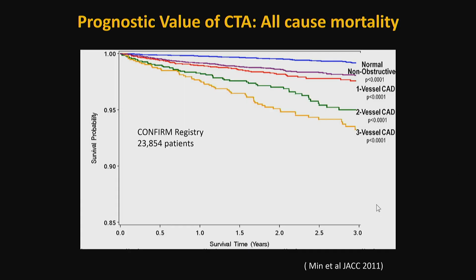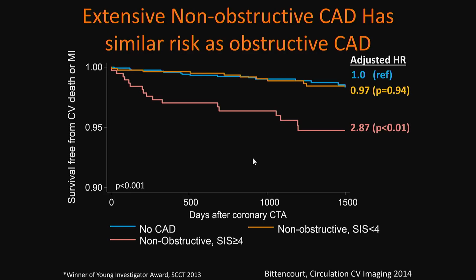Well, one of the first studies that looked at this from the CONFIRM registry looked at all-cause mortality and showed in this large study of over 23,000 patients that non-obstructive disease is associated with worse survival compared to patients that have normal CTA. Another study that looked at this from the Partners registry that we ran at Brigham and Women's Hospital showed that extensive non-obstructive CAD has a similar risk of heart events, specifically CV death or MI, as obstructive CAD.